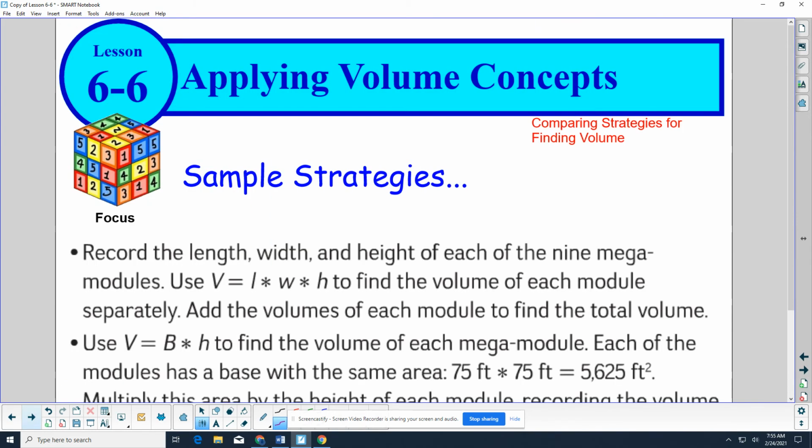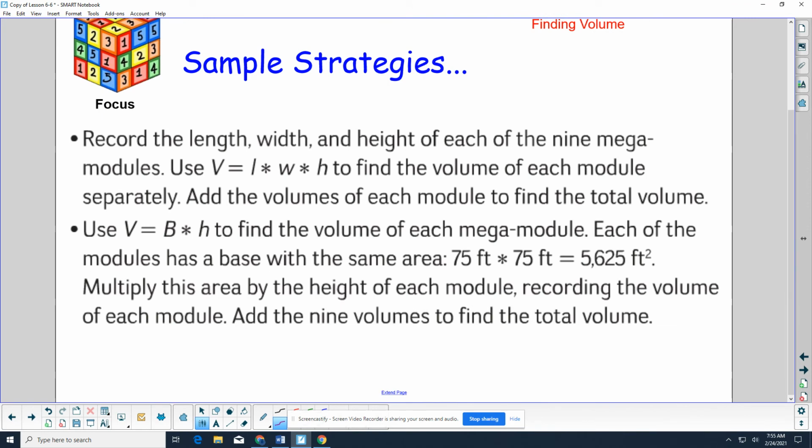So here's some strategies you could use to find the volume of that. You could record the length, width, and height of each of the 9 mega modules. Okay, and that just means the 9 different sections of that building, how it was sticking out on the side. You could use V equals L times W times H, which is the formula. This simply means volume equals length times width times height. Then you could add the volumes of each module to find the total volume, which is what we do on Evaluate, and we've done before.